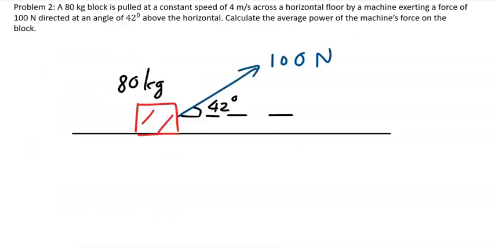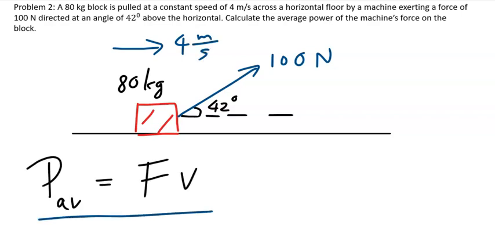Problem 2. So here you have an 80 kg block pulled at a constant speed of 4 meters per second across the horizontal floor by a machine exerting a force of 100 newtons, directed at some angle 42 degrees with respect to the horizontal. Now, what is the average power of the machine's force on the block? Now, since we know that the speed is 4 meters per second, we can use the alternative form for power involving force and speed to calculate the average power in this case.